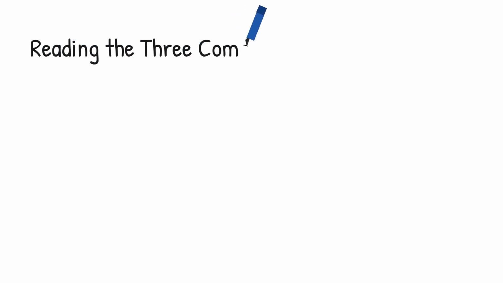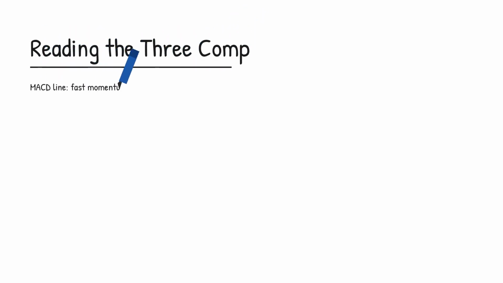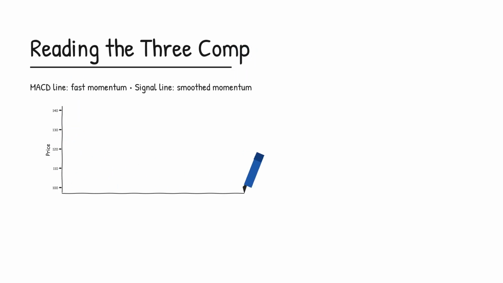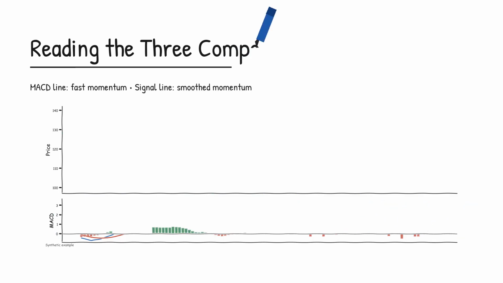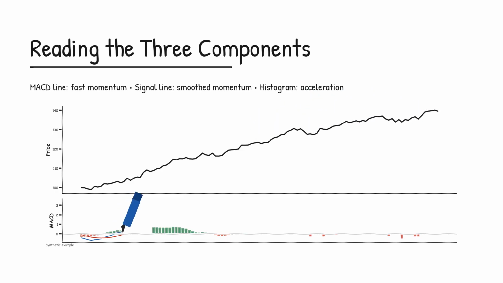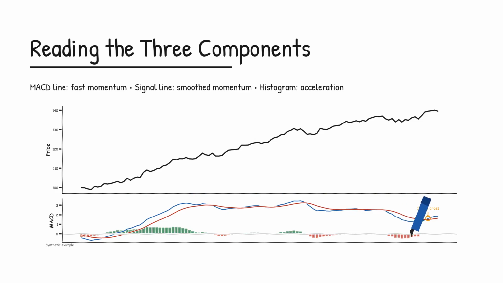Think of the MACD line as fast momentum, the signal line as smoothed momentum, and the histogram as the rate of change between them. When MACD is above zero, the fast EMA is above the slow EMA, so trend bias is up. When the histogram is expanding, momentum is accelerating. When it is contracting while still positive, the trend is intact but losing thrust. That distinction between direction and acceleration is the whole game.